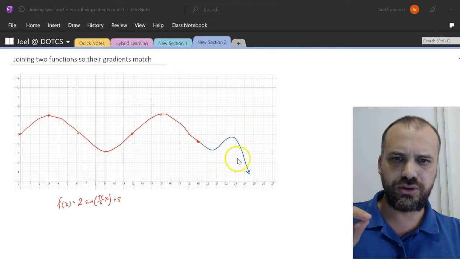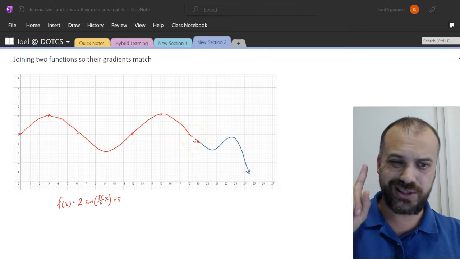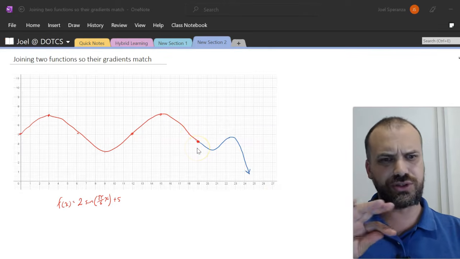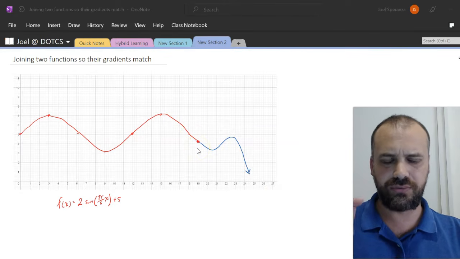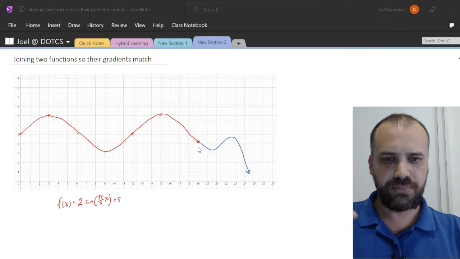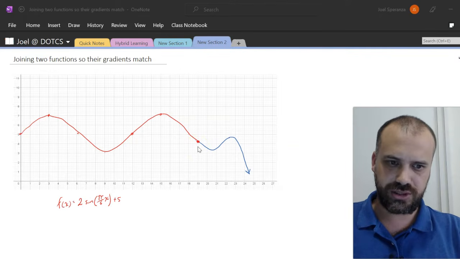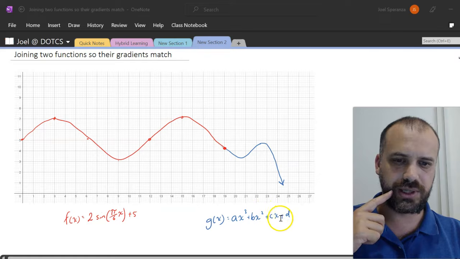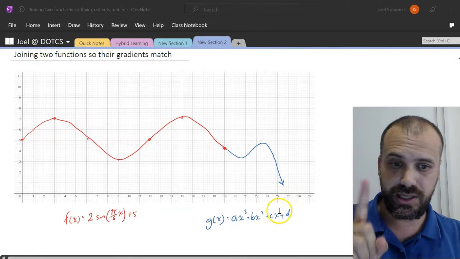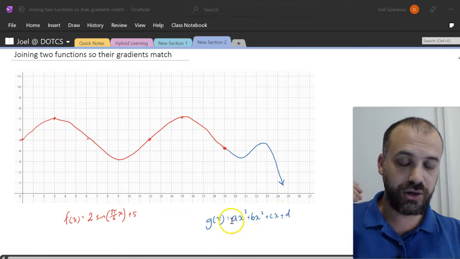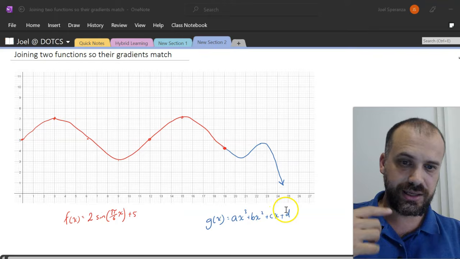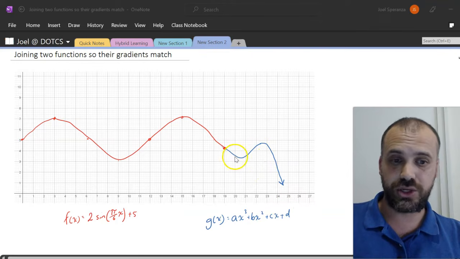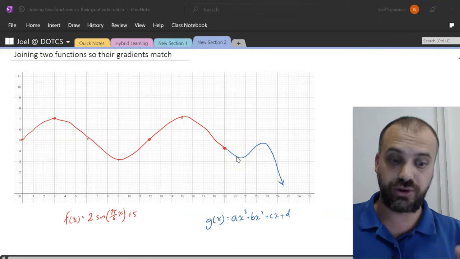I don't know the equation of this blue function, and it's important kind of that I don't know the equation of that cubic function, but we know that all cubic functions take the form of ax cubed plus bx squared plus cx plus d. And if I could only figure out the a, b, c and d values, I would know the equation of that. So that's what we're trying to do.